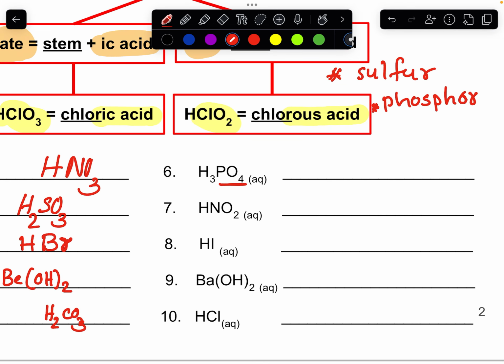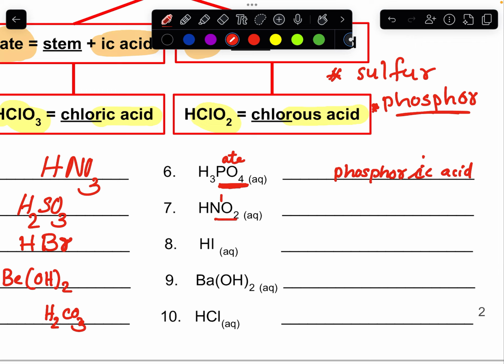So look at the polyatomic ion. First you have to identify whether it is a binary acid or an oxo acid. Easy way, I would say, if you don't see oxygen, that will be a binary acid 99% of the time. Okay, so this one is phosphate. So ate will be replaced by ic acid. Since it is phosphate, the root word is phosphor. So it will be phosphoric acid. There is no space. Okay, phosphoric acid.